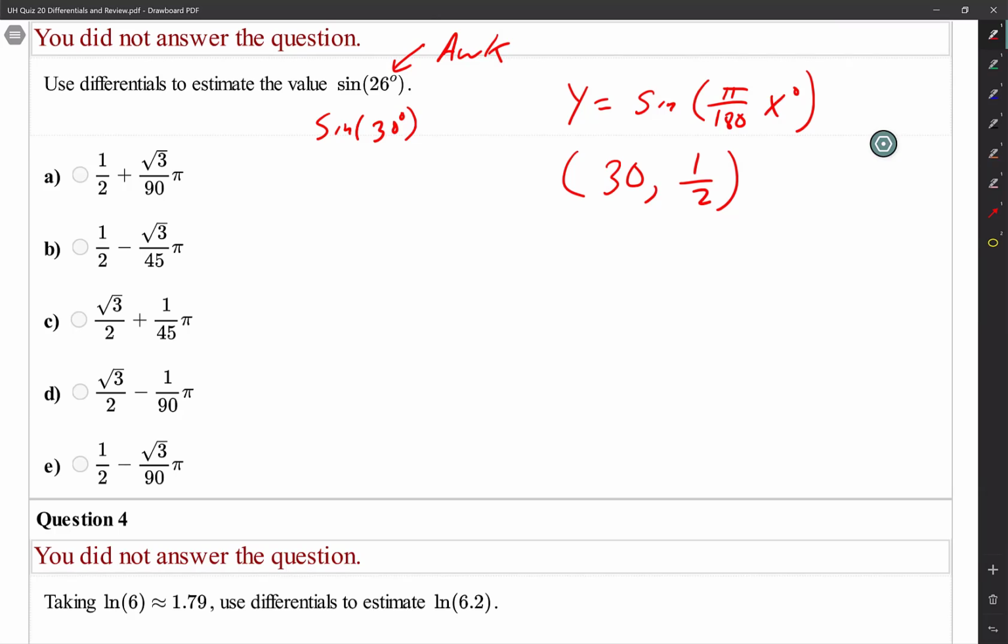30 times pi is 30 pi. 30 pi divided by 180. The 180 has a degree symbol there. The degrees cancel out, and you just have a radian. You have pi over 6. So you want to work specifically with radians.